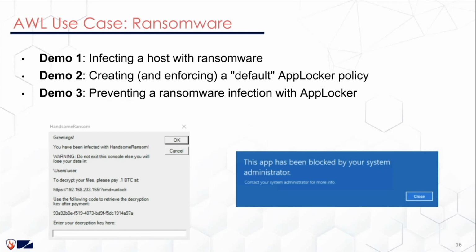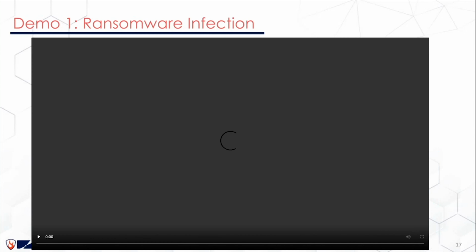Next slide, please. So now that we have an understanding of what AppLocker could potentially do for us, we're going to walk through a series of demos back to back to back. Demo 1 will infect a host with a sample ransomware that we created in-house. Then we're going to show you how we can quickly apply a default AppLocker policy for the local machine. And then we're going to use that policy to walk through the same steps that we infected the machine with in demo 1 to see how AppLocker can actually block the infection. So without further ado, let's jump into demo 1.